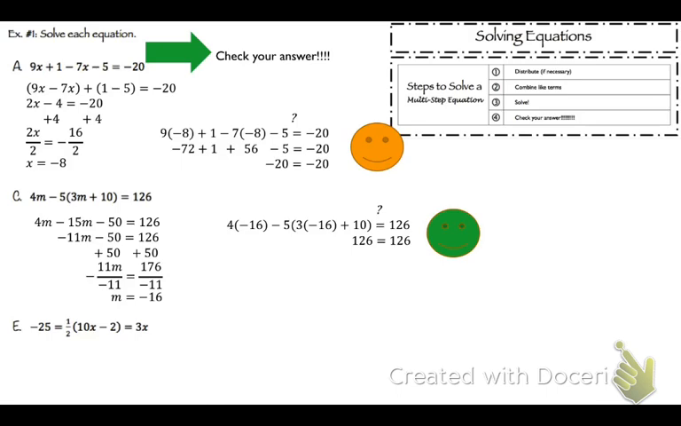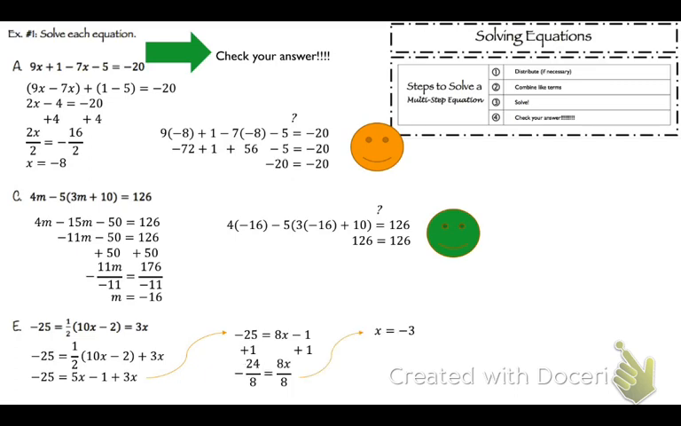Next one, example E. So we're going to distribute that in first. So distribute the 1/2 in. 1/2 times 10x is 5x. 1/2 times negative 2 is 1. Then we're going to combine our like terms. So 5x plus 3x is 8x. The negative 1 stays. Add the 1 over. So negative 24 equals 8x. Divide by 8. You get x equals negative 3.